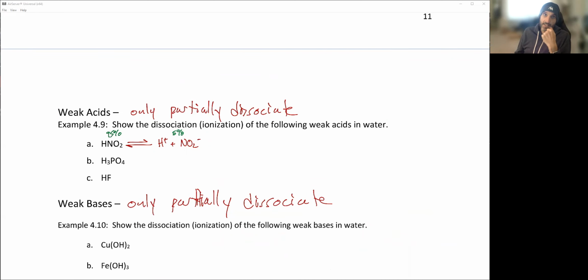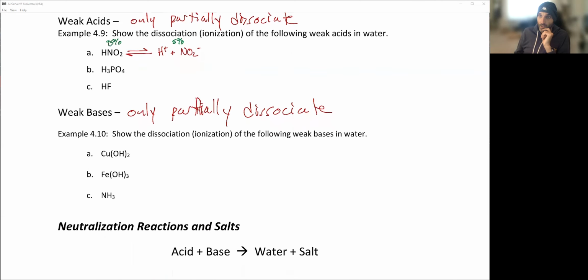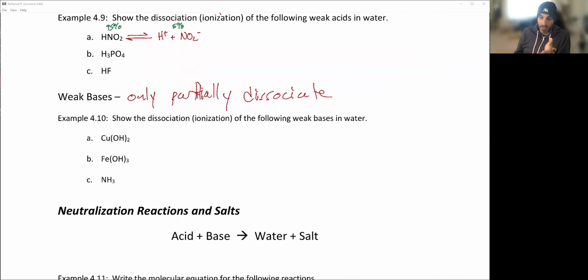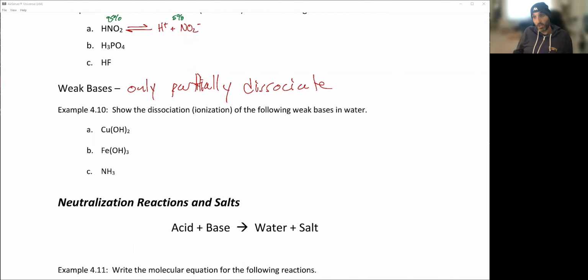It is not a strong acid. So you know the 7 strong acids, and everything else is weak. If there's H out front, it's a weak acid. All organic acids are weak acids. Weak bases, same thing. Anything that is not a group 1 or heavy group 2 hydroxide is considered a weak base. NH3 is an important one. It is a base, and we're going to talk about that in class.